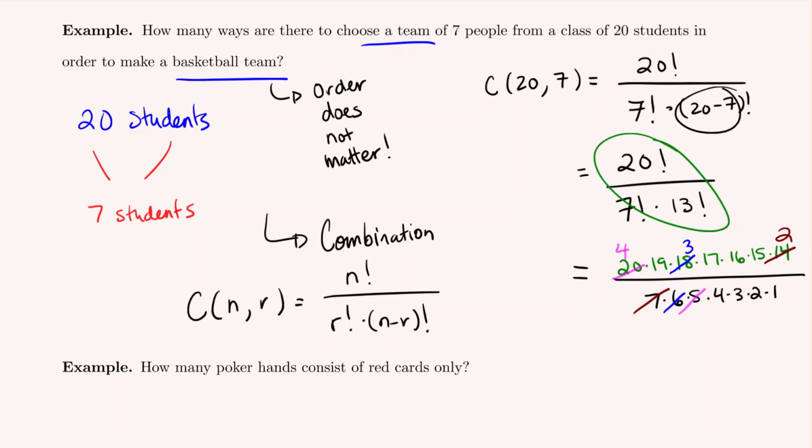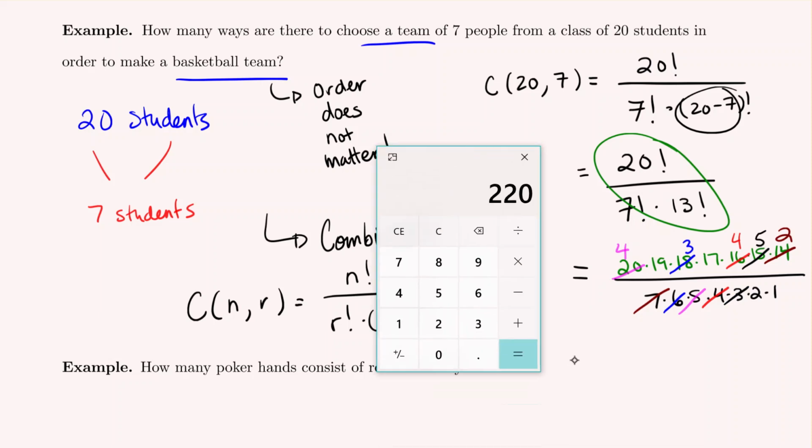Now this is not necessary. You could have just typed it in as it is. This might make my calculations a bit easier though. 4 goes into 16 4 times. And then finally I think I could get 3 goes into 15 5 times. So this will give me a smaller number where I have 4 times 19 times 3 times 17 times 4 times 5 times 2. Everything at the bottom canceled except 2 times 1.